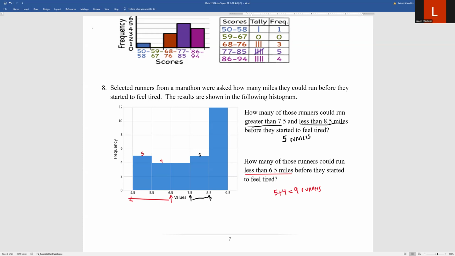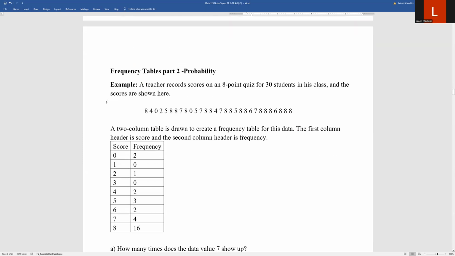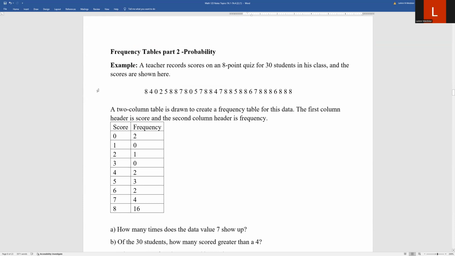Okay. All right. So now let's look at a frequency table and see if we can figure out how to attach this to probability. Because probability is something we just learned about in the last chapters, in chapter 6. So we got all these quiz points. We have a teacher who gave 30 students a quiz. It was an 8-point quiz, and then these are the scores.